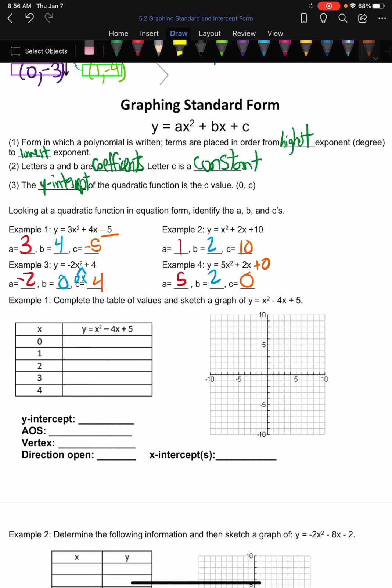Now it says to complete the table of values and sketch a graph of y equals x squared minus 4x plus 5. So guys, make sure you grab a calculator at this point, and we're going to go into the table function of the calculator and enter in x squared minus 4x plus 5. And we will fill in those values from the table.